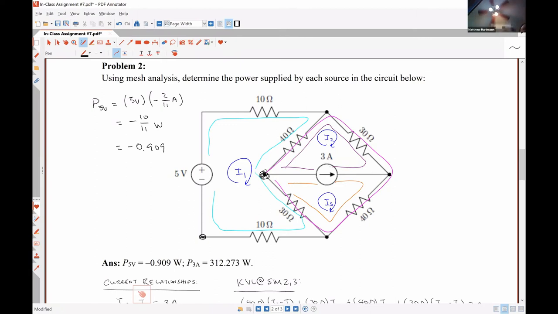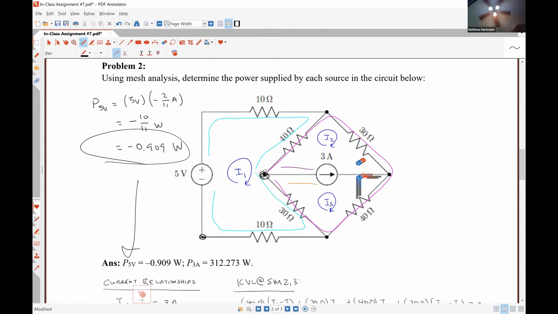-0.90909 repeating watts. So that one looks good. Now the harder one: the power supplied by our 3-amp source. How are we going to figure that out?